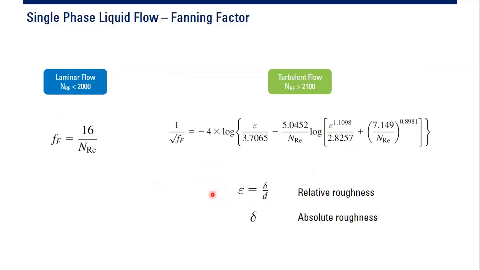These parameters influence the friction later on. Then we have two flow regimes. Below a Reynolds number of 2000, we have laminar flow, whose friction factor can be calculated simply using this equation. Whereas if we have turbulent flow, calculating the friction factor is more difficult, more challenging. We need to use this formula. Delta is the absolute roughness, and epsilon is delta by D, which is the relative roughness.